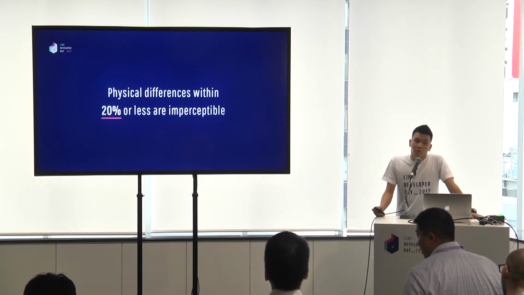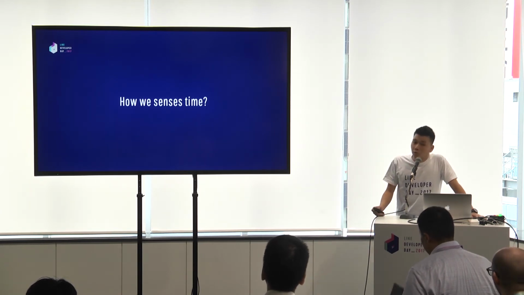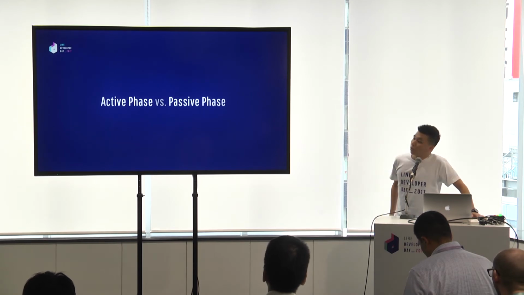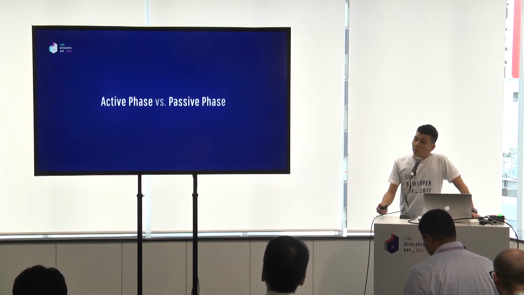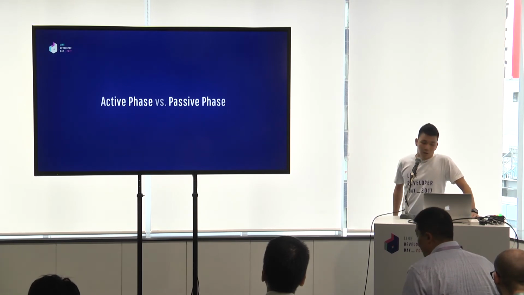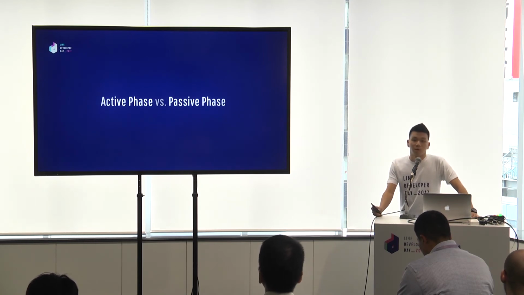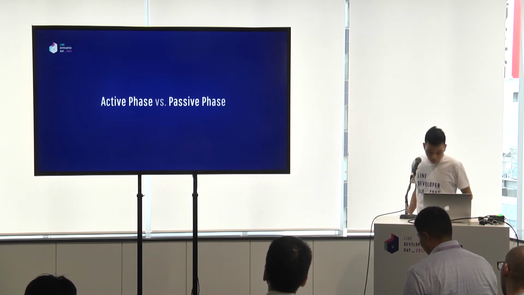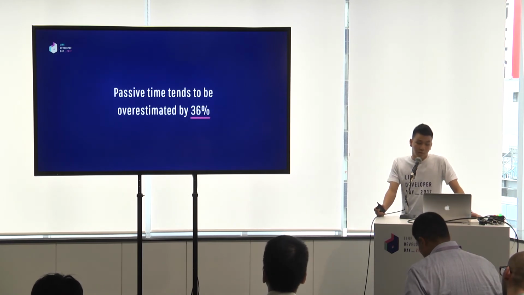So that brings up a very important issue: how humans sense time. We can split this into two phases, an active phase and a passive phase. Active phase means we have a high mental load, like when we are busy working on something. Passive phase simply means we don't have much to do. For example, the passive phase tends to be overestimated by 36%.